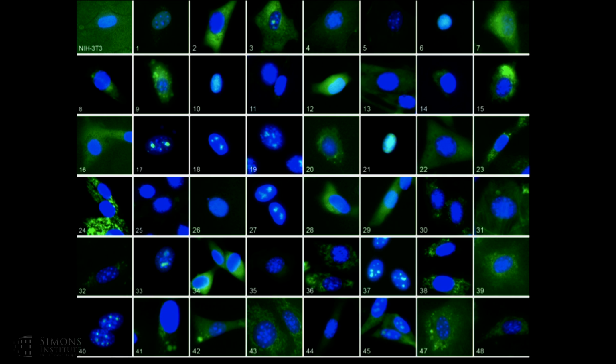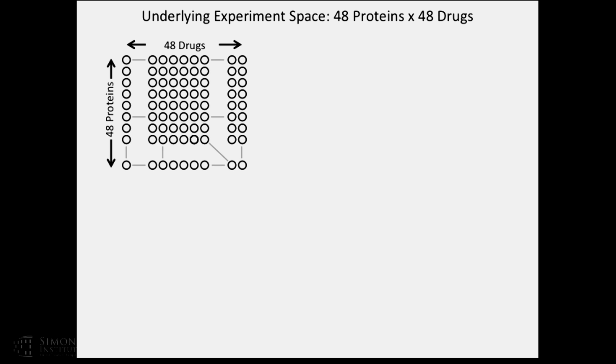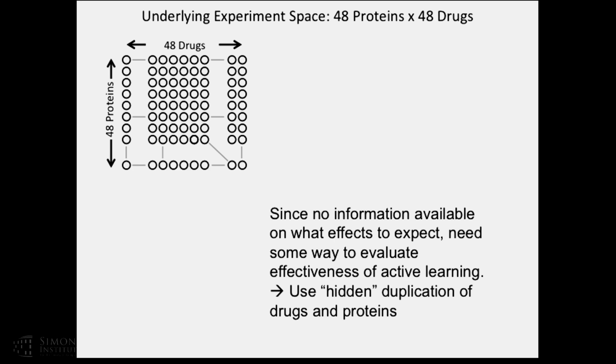And we're also going to have 48 drugs, and we're going to try to learn the effect of those 48 drugs on those 48 targets, where we know nothing about either the drugs or the targets, or their effects on each other. We know nothing starting out, right? So there's our space. But the problem is, since we don't know anything about this, we don't have any way of knowing whether anything's right.